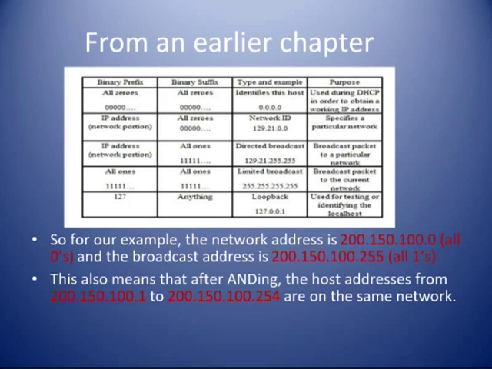Now, for those of you that are really jazzed about seeing what your computer's doing, if you're on a Windows machine and you just go to a command shell and type route space print, then you can see your host routing table.